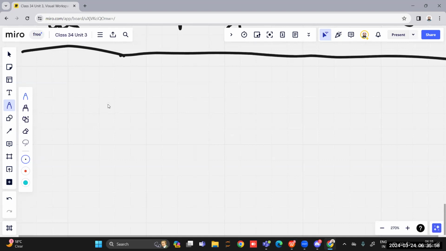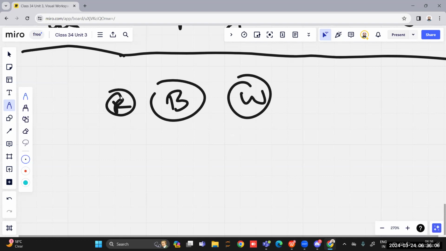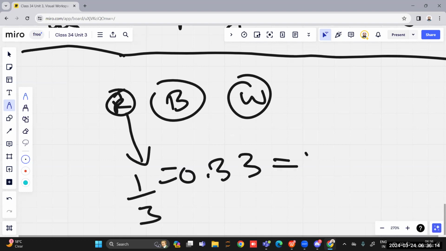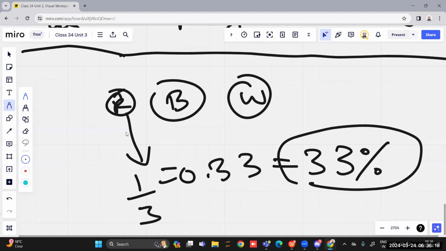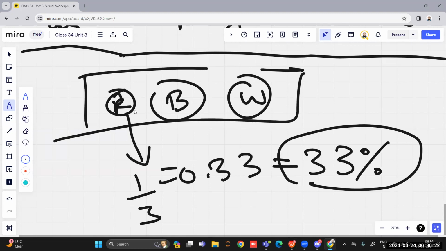For example, I have three beads: red, blue, and white. So the probability of selecting red, how much is it? 1 by 3, correct? 0.33, which means 33%. So he's saying that there is, for example, 33% red.